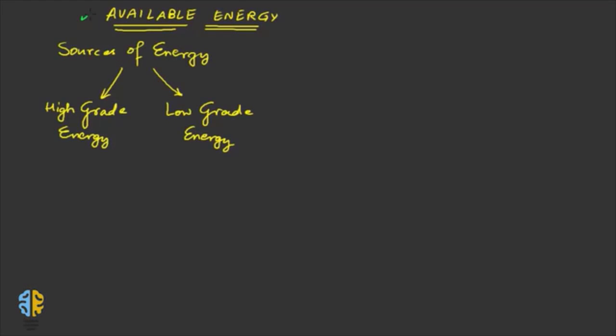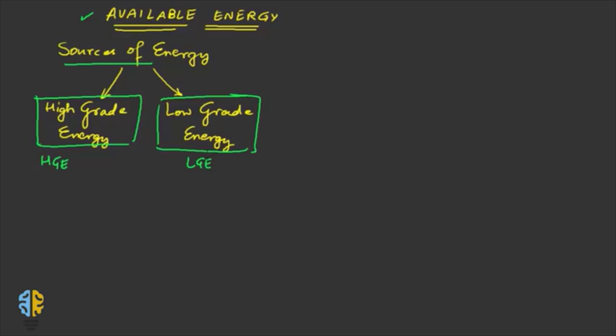Let us now talk about available energy. Now, the sources of energy can be divided up into two groups. The first group is high grade energy, and we will abbreviate it for the rest of the topic as HGE. And low grade energy, for which I will use the abbreviation LGE.